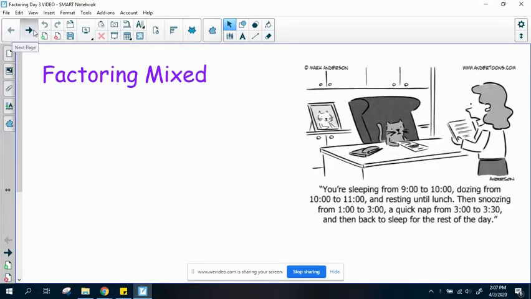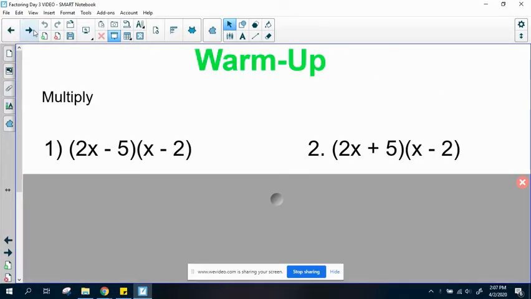Okay, so to get started, this video is going to be kind of long just because there's so many options and things we need to talk about because this is really the heart of factoring. So the first thing I want you to notice is we could multiply these things out, and these look very similar except for one key difference. The only difference is this one says 2x minus 5, and this is an x minus 2, and this one says 2x plus 5, and that is x minus 2. So those are the same.